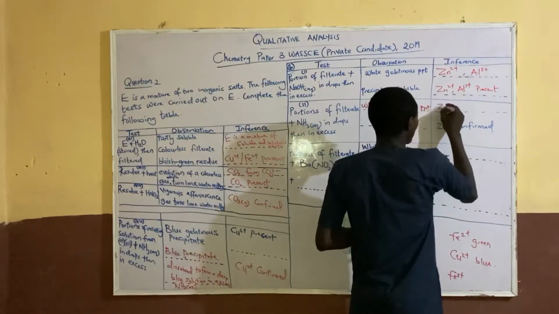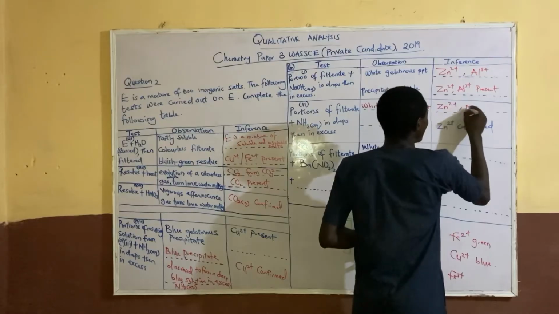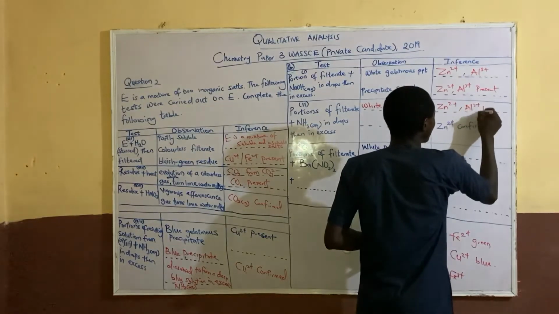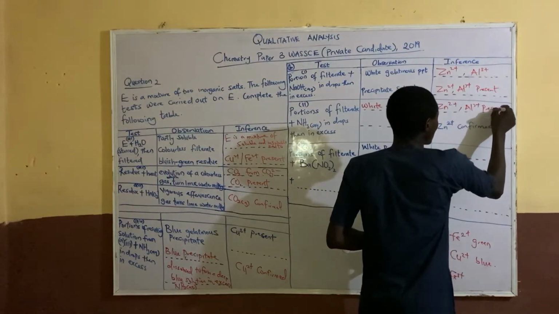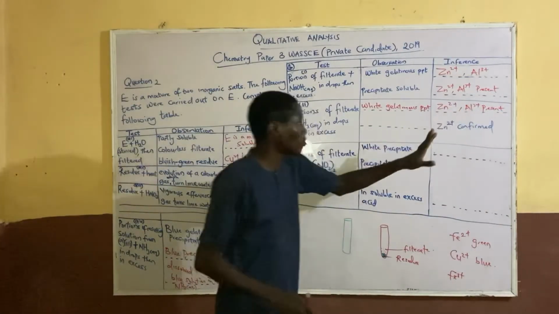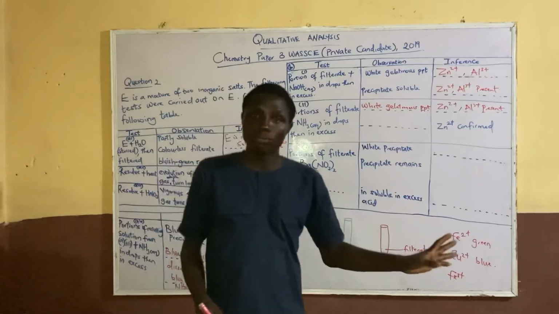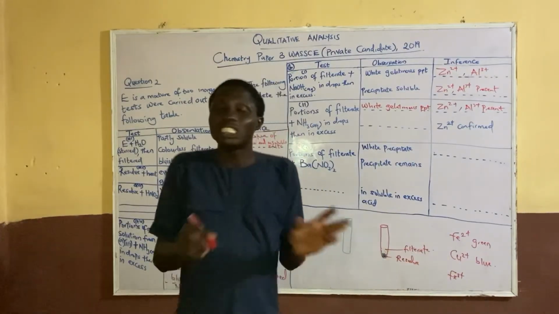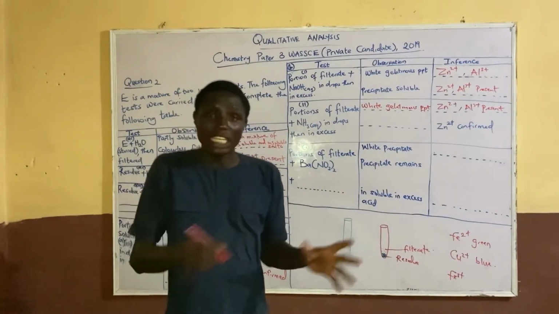So we have zinc 2 plus also. Now we have aluminium 3 plus present. So they also have a white gelatinous precipitate, and zinc 2 plus and aluminium 3 plus are present, because they both have a white gelatinous precipitate in aqueous ammonia.